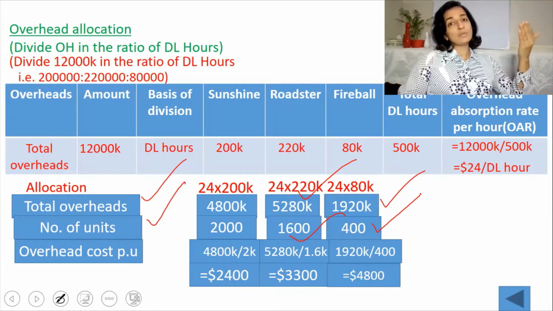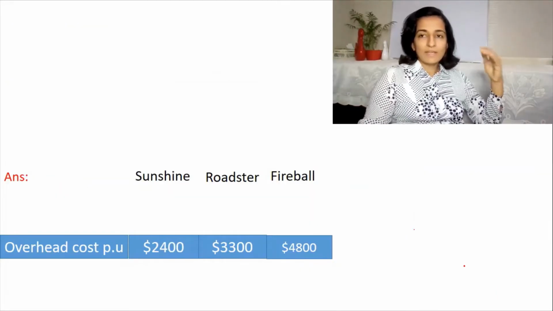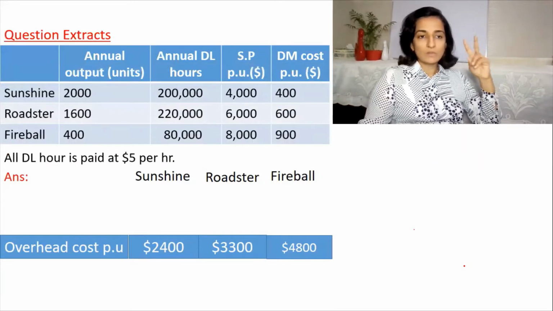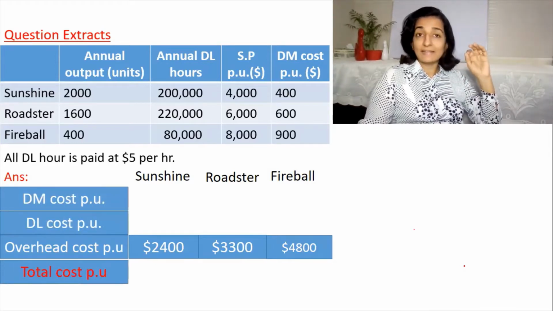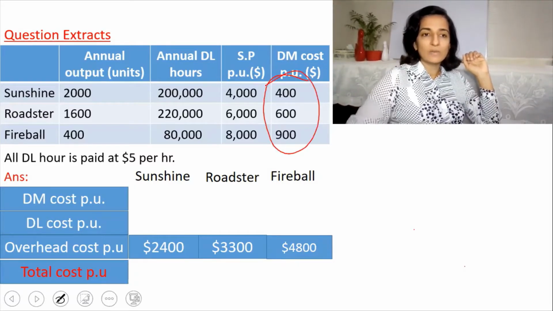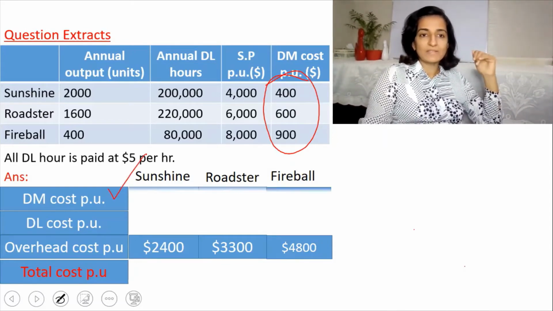Now, in order to arrive at the total cost, what are the two things that we have to add? We have to add the direct material cost and the direct labor cost. So let's advance to the next step. Now I have just copied the overhead cost per unit that we just found out. Now let me just copy the question extracts too. The two things that we have to add to the overhead cost per unit to arrive at the total cost are the direct material cost and the direct labor cost. The direct material cost is directly given in the question, so we will just copy the direct material cost per unit from the question.